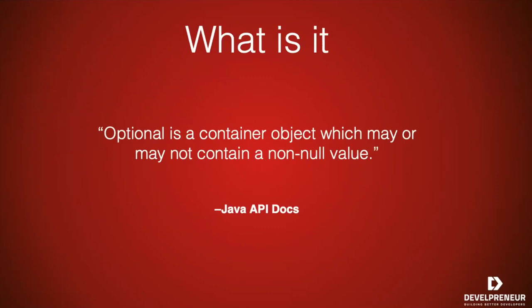So let's start with what it is. The Optional class is essentially a container object which may or may not contain a non-null value.